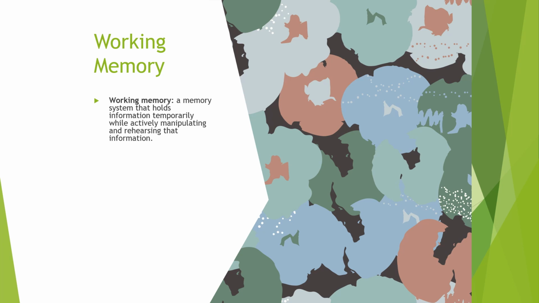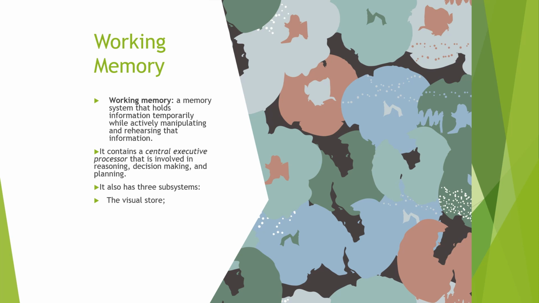Working memory has what is called the central executive processor. I like to think of the central executive processor as kind of like the mothership, right? It pulls information out of long-term memory and it determines where that information should go. Working memory has three subsystems. It has a visual store, it has a verbal store, and it also has what is called the episodic buffer.